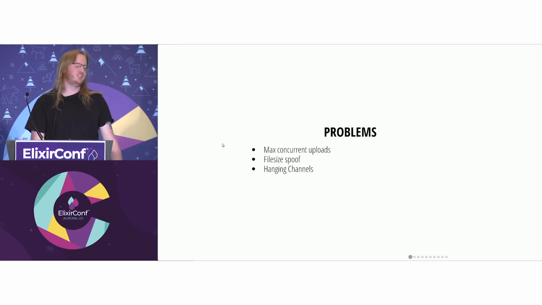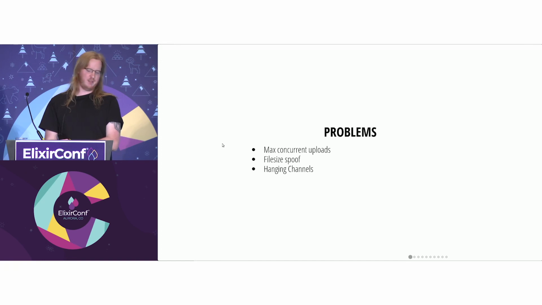There are a few problems with the implementation that I want to talk about. One is that we're just opening one channel per file. You could end up with a lot of channels and a lot of files being open on the node. As I mentioned, you can spoof the file size because it's just sent by the client. And the other thing you can do is open a channel and upload a bit of a file and then just leave it open. That's kind of similar to the max concurrent uploads issue.